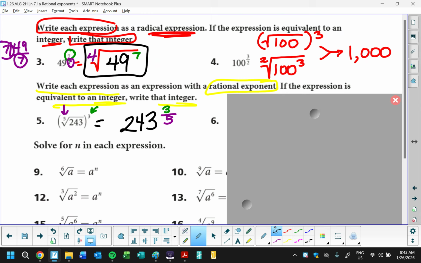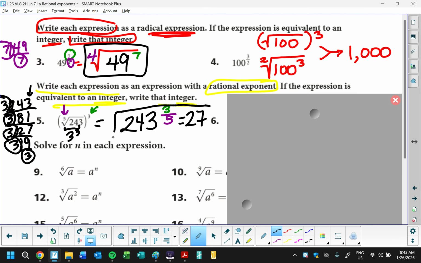Now, good news for this one, folks. The 5th root of 243, watch this. 2 does not go into it because it's not even, but 3 does, 81 times. 3 goes into 81, 27 times. 3 goes into 27, 9 times. 3 goes into 9, 3 times. That's 3, 4, and 5, multiplying 3 repeated. So the 5th root of 243 is 3, and 3 cubed is going to be 27.